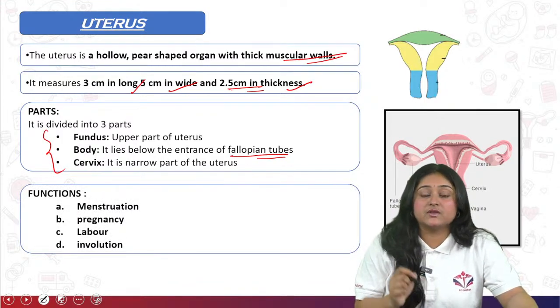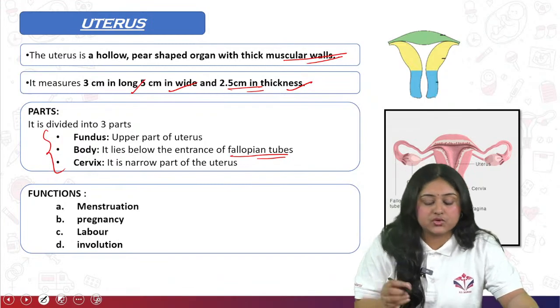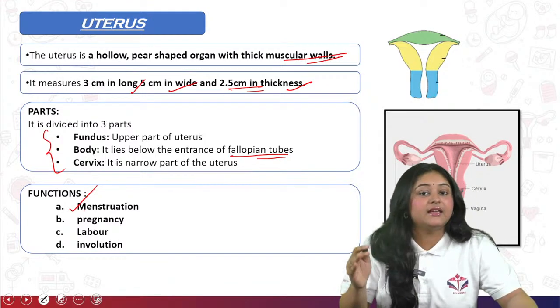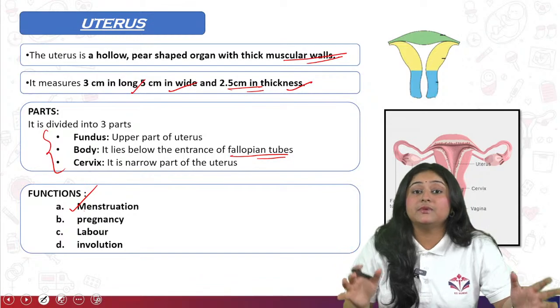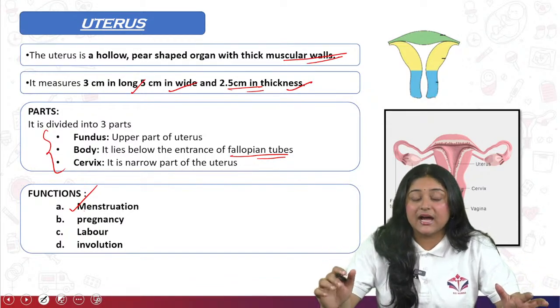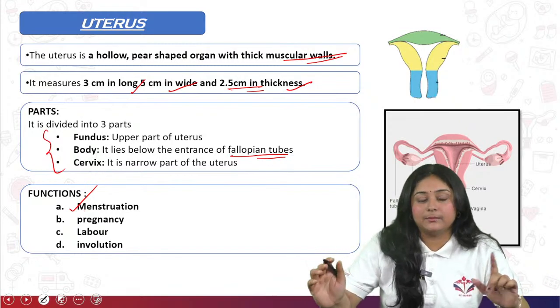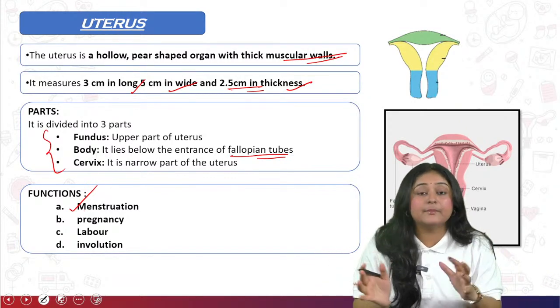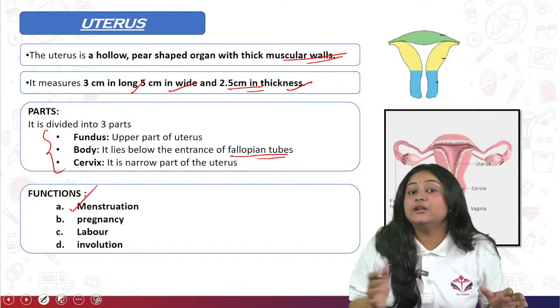Next one is the function. So what is the function? First is menstruation. That also happens in the endometrium layer. So during menstruation, what is happening? The unwanted or unnecessary blood, the bad blood, comes out through the breaking of the endometrium layer.